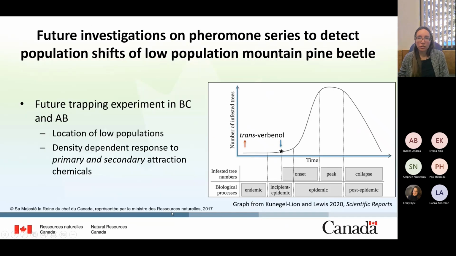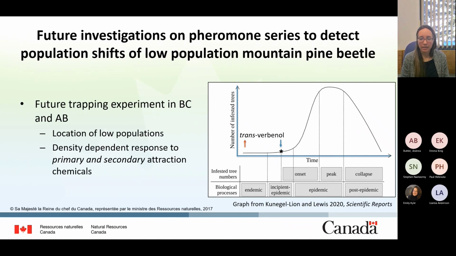And so in the future, we want to expand this and do a more extensive survey to see whether this phenomenon is something that we could use to essentially not just detect low populations, but also be able to identify if populations are increasing or decreasing.